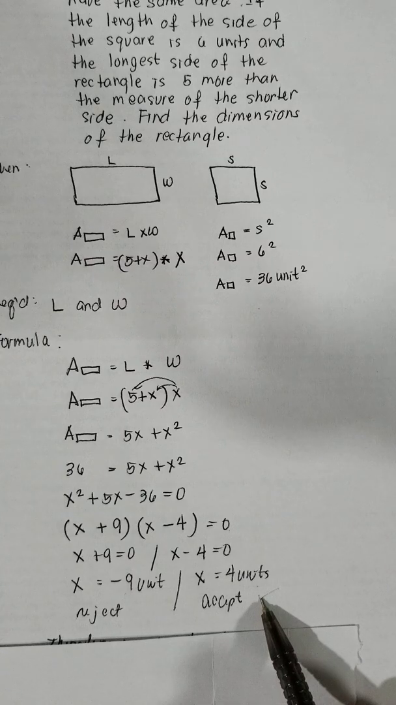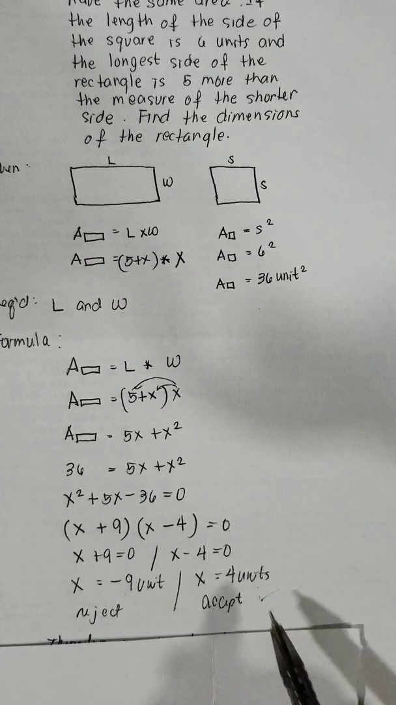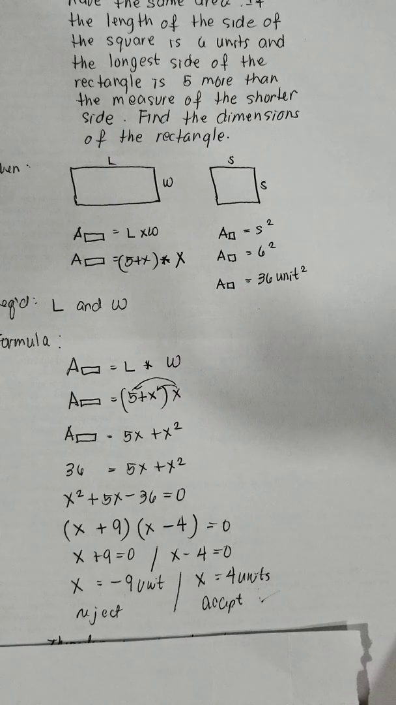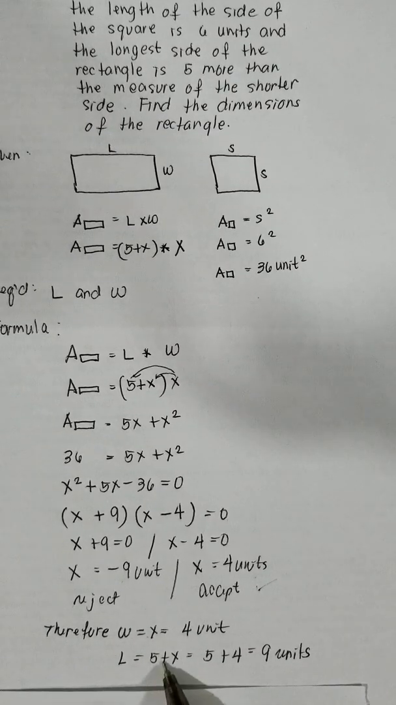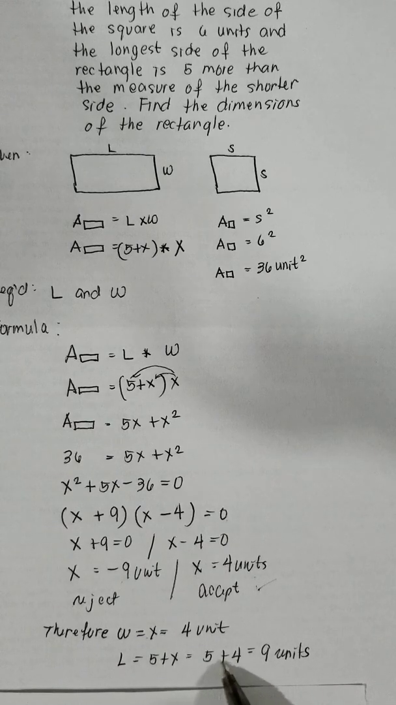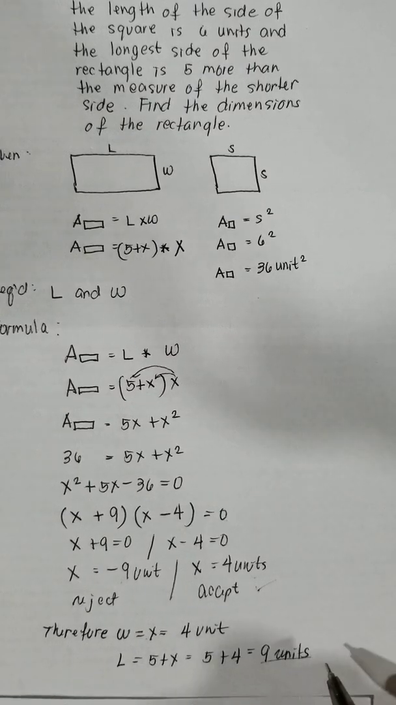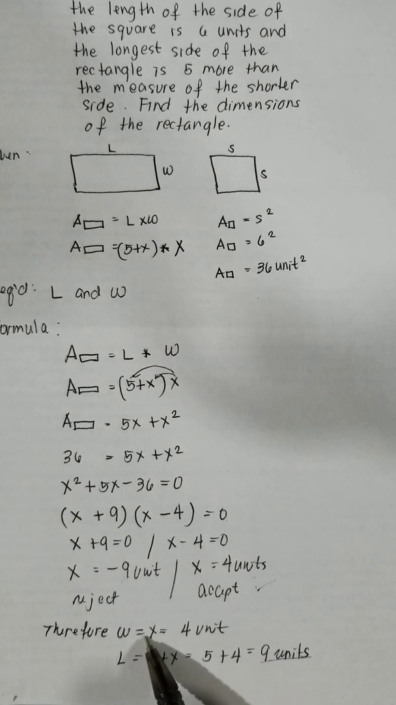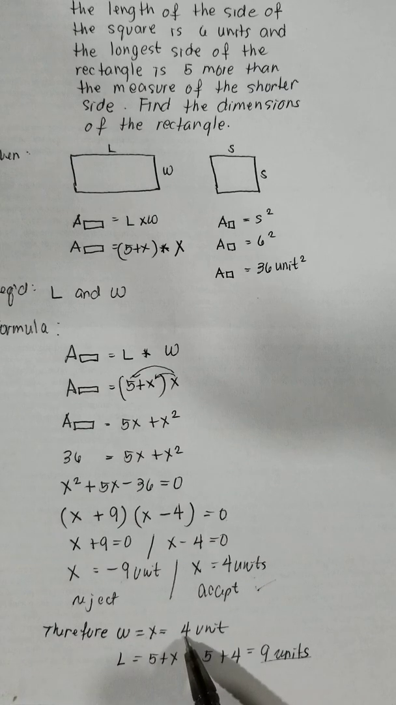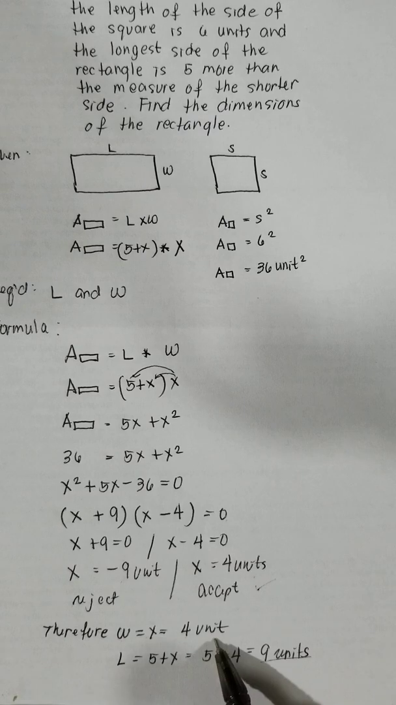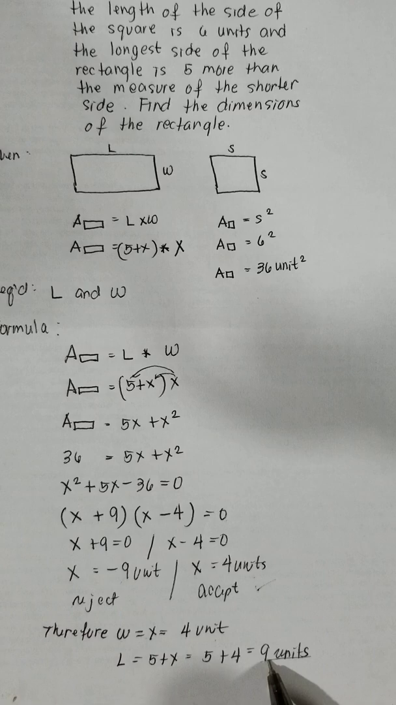Finding the length, which has an equation of 5 plus x, substituting x as 4, we have 5 plus 4 is equivalent to 9 as the length of the rectangle. The width of the rectangle, which is represented as x, is equivalent to 4 units. Therefore, the dimensions of the rectangle are: the length is 9 units and the width is 4 units.